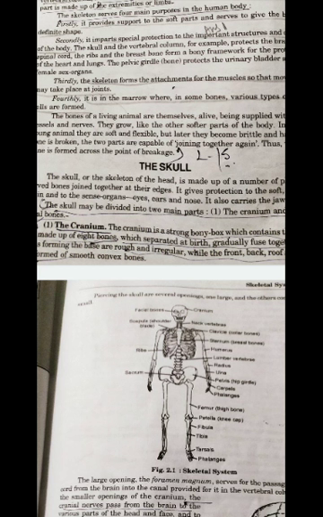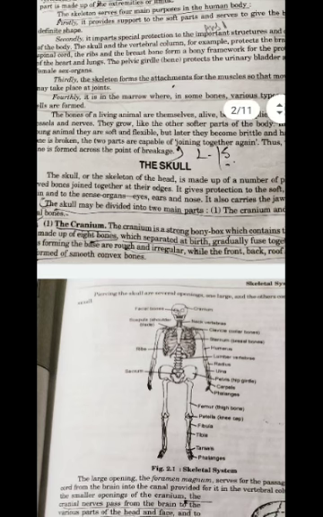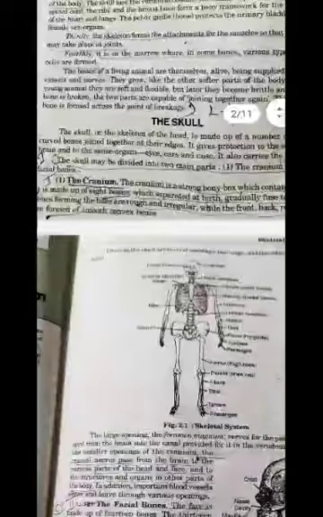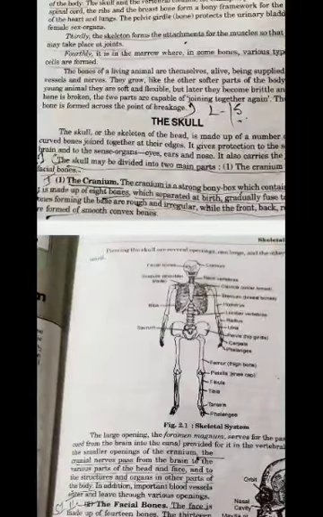Thirdly, the skeleton forms the attachment of the muscles so that movement may take place at joints. Fourthly, it is in the bone marrow that various types of blood cells are formed.